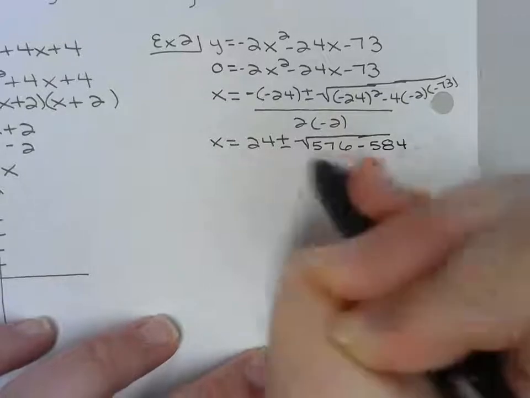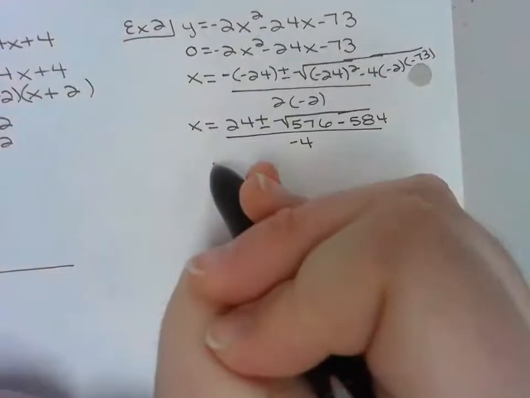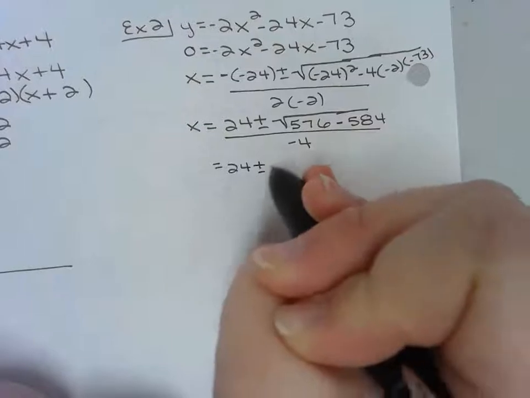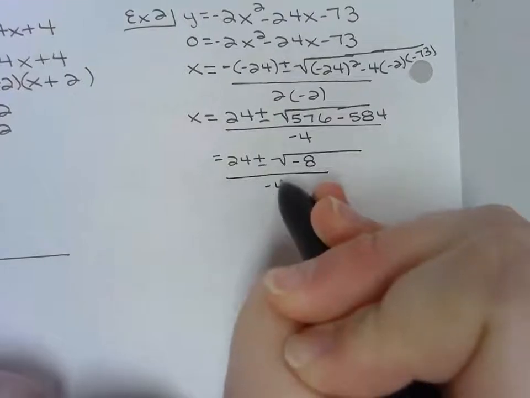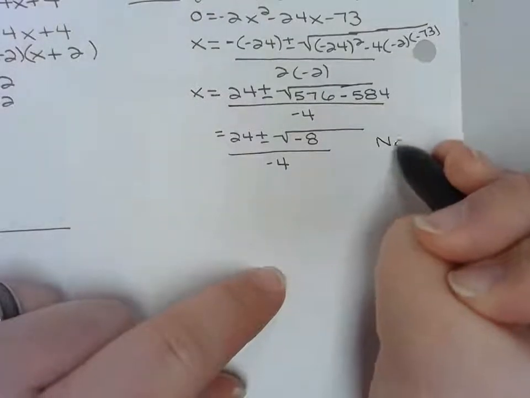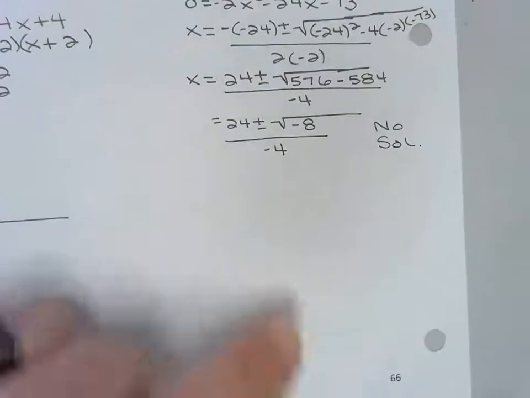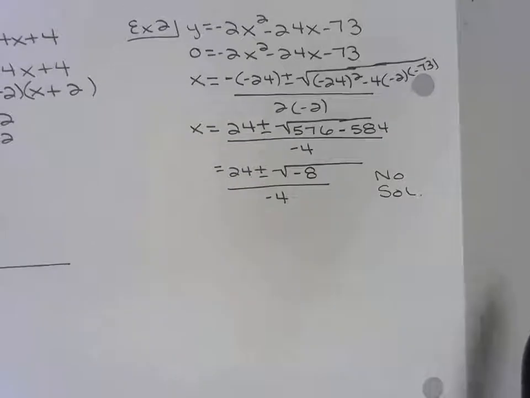584 over negative 4. Combine under the radical, so it's going to be 24 plus or minus the square root of negative 8. What do we notice? Square root of a negative number, which means what? No solution. So like we said when we did quadratics, if you end up getting the square root of a negative, that is no solution, which tells me how many x-intercepts do I have? None. Which tells me that my parabola is going to be either above the x-axis or below the x-axis, because I get no solution when I try to find the x-intercepts.